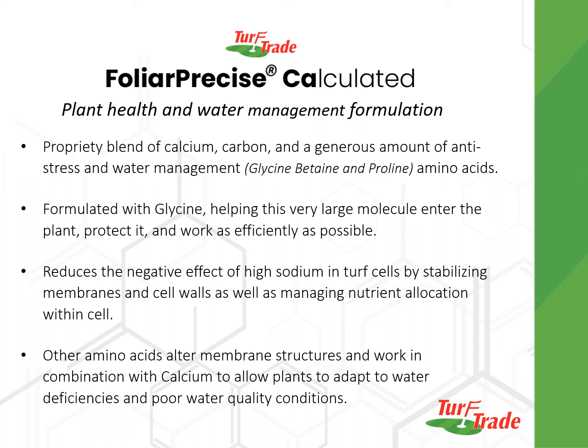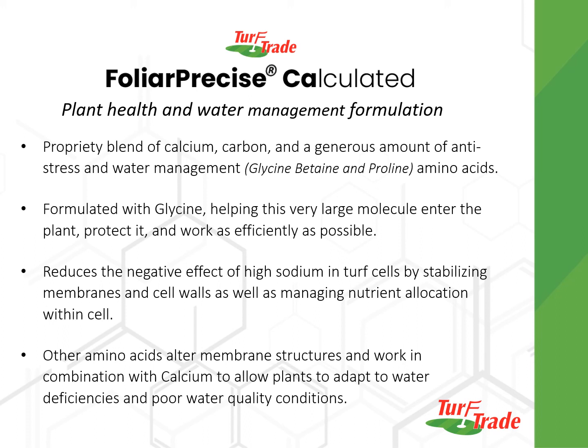of anti-stress and water management amino acids. You can see the water management amino acids I chose are glycine betaine and proline. We also added some glycine. Why? We know calcium, king on the periodic table of elements. It's a very large molecule, and sometimes it's difficult to get that product to enter into the plant, and it's also difficult to get it to tank mix. Sometimes it's not tank mix compatible. So by adding glycine, we got rid of all those problems. Now you can tank mix it with anything, and it's very plant available.